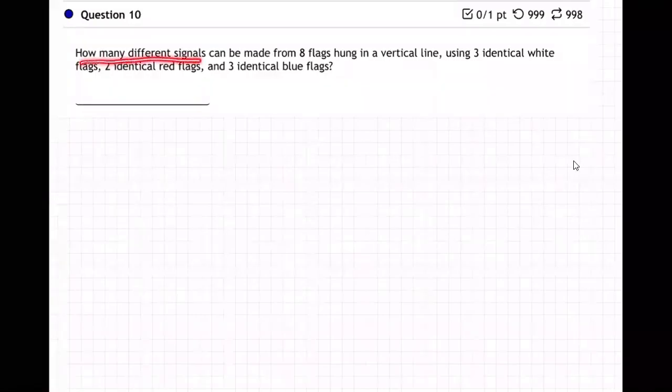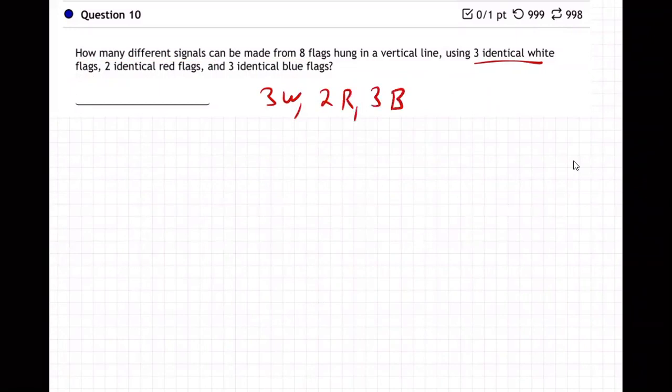Okay, so how many different signals can be made from 8 flags hung in a vertical line using 3 identical white, 2 red, 3 blue? At first, this seems like a really strange question. Let me help. Basically, mine has 3 white, 2 red, 3 blue. So you can send a different signal depending on how you hang the flags in a vertical line.